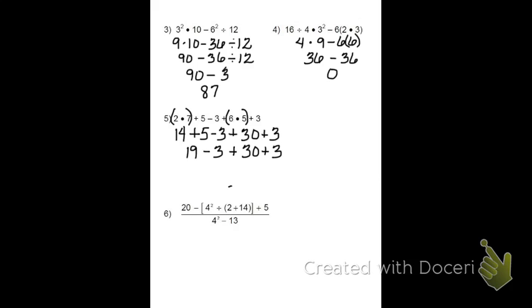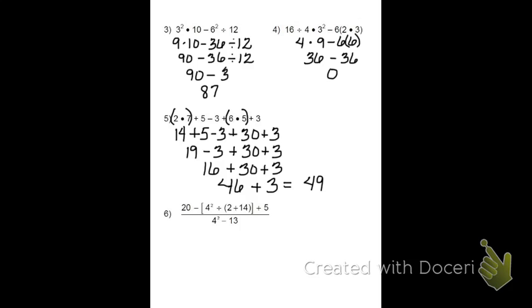I just did one operation at a time. So 19 minus 3 is going to give us 16 plus 30 plus 3. And then 16 plus 30, 46, plus 3. And so the final answer to this one would be 49.